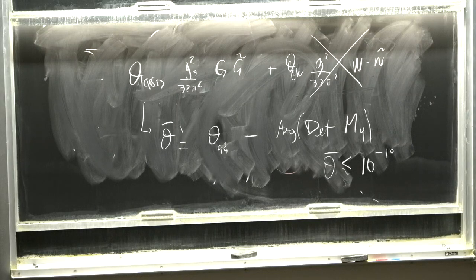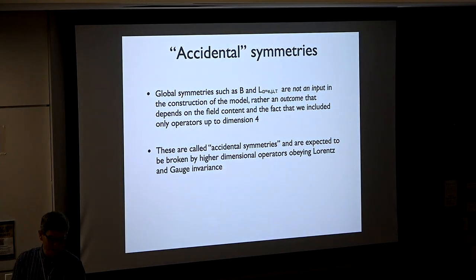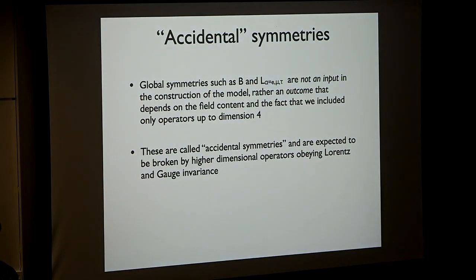Okay, so those are the symmetries. I want to say something about accidental symmetries. Some of these global symmetries, like baryon and lepton number, lepton family, were not an input. Our input was: here's the field content, here's the gauge symmetry and Lorentz invariance, write all the operators you can. And baryon number came out, lepton family came out. In that sense, those are called accidental symmetries. You expect that when you go to higher dimensional operators, you're going to break them. They were not a requirement in your theory. And sure enough, we'll see an example of accidental symmetry being broken by higher dimensional operators.